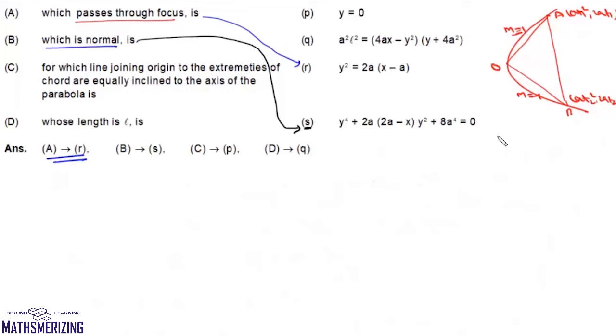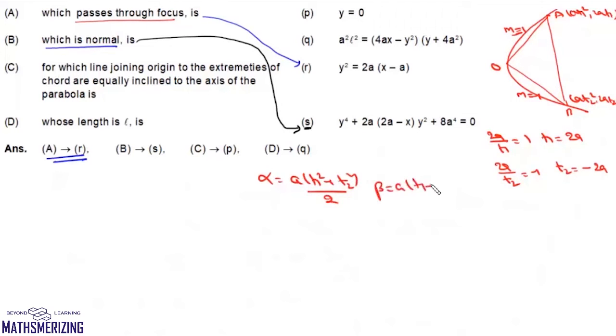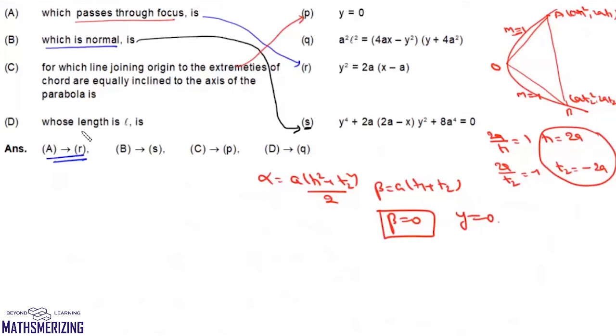So if we'll find the slope, it will be 2a upon t1, it is 1. So we can write t1 as 2a, and in the same way 2a upon t2 is minus 1. We'll write t2 as minus 2a. Now we need to find locus of midpoint. So alpha is a t1 square plus t2 square upon 2 and beta is a t1 plus t2. Now t1 plus t2 is actually 0. So we'll get this locus as beta equals 0, which is simply y is equal to 0, and that's your option number B.